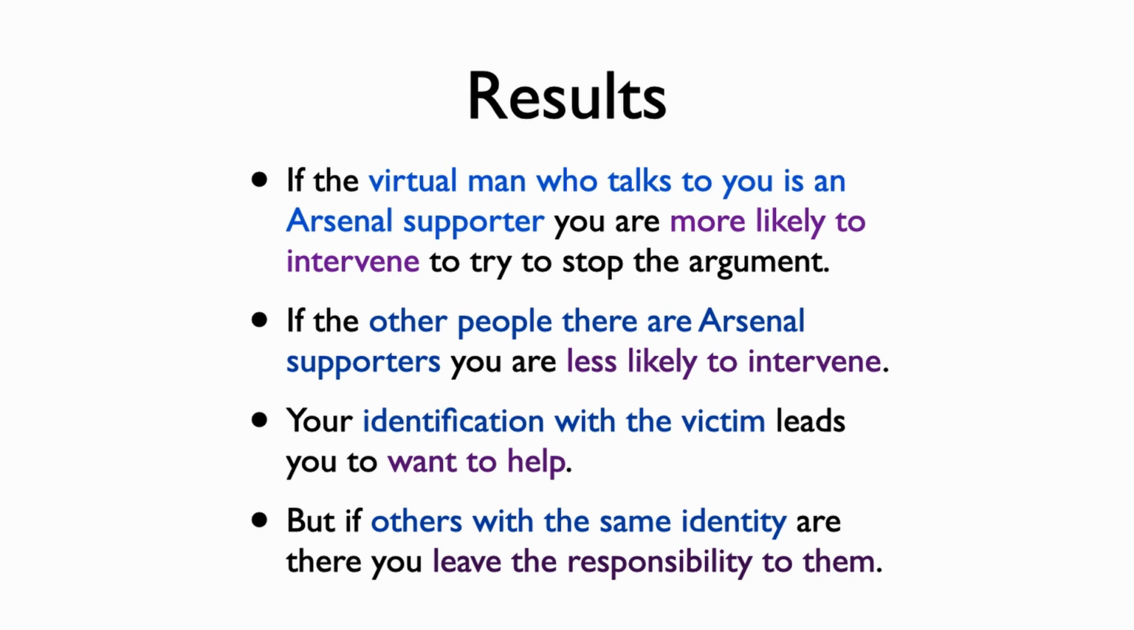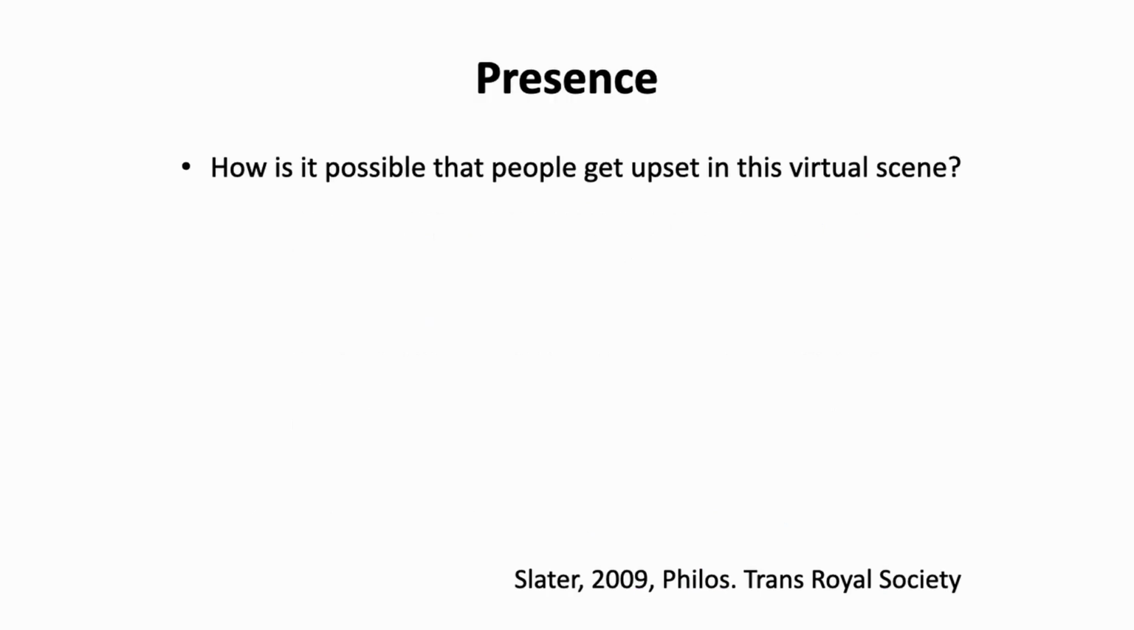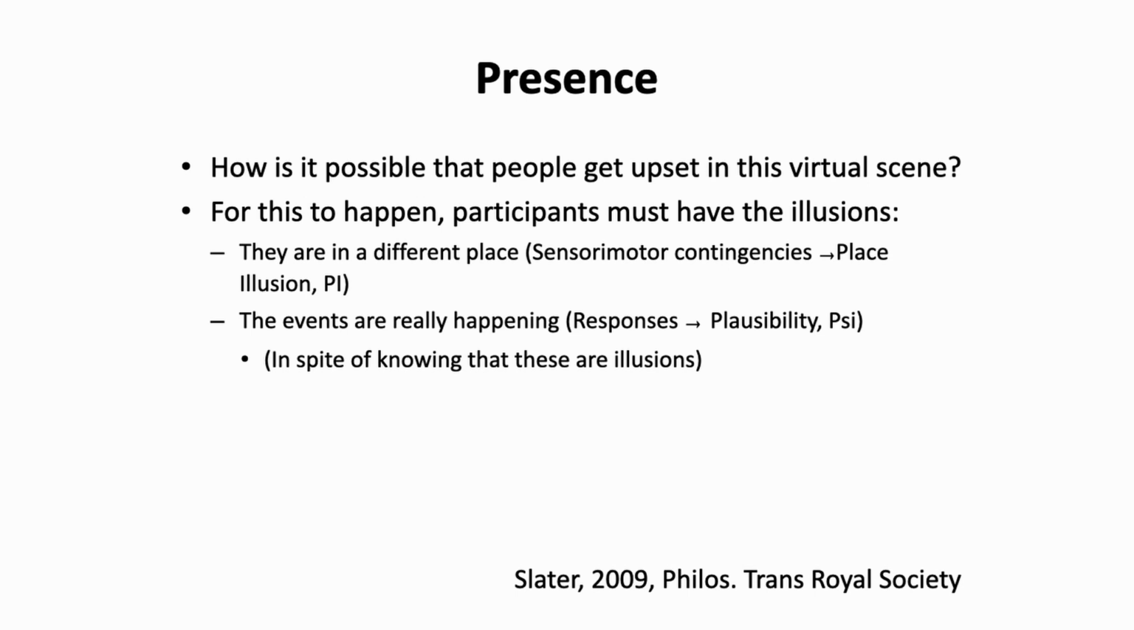And you might think, well, it's kind of obvious. Yeah, it's obvious, but this is virtual reality. Nothing really is happening. So how is it possible that people get upset in this virtual scene and they try to intervene to stop a fight between non-existing people? For this to happen, participants must have the illusions that first, they're in a different place. This is the sensory motor contingencies leading to place illusion. And second, that the events are really happening, that the responses of the system lead to plausibility. And this is in spite of knowing these are illusions.